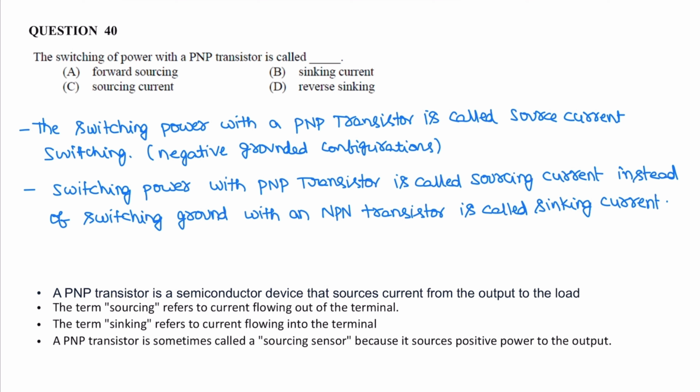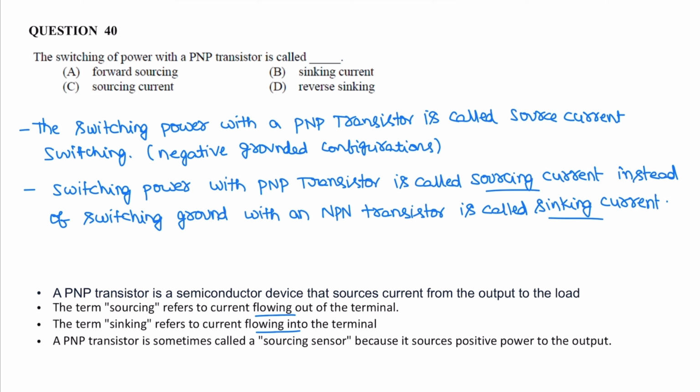The switching power with a PNP transistor is called source current instead of source ground. With an NPN transistor, it is called sinking current. So it is source current for PNP, sinking current for NPN. The term sinking refers to flow of current into the terminal. The term sourcing refers to current flowing out of the terminal.